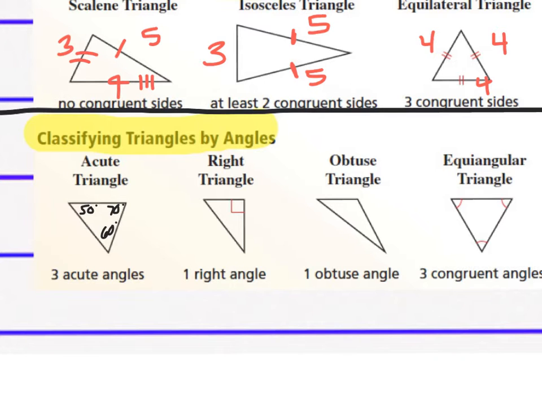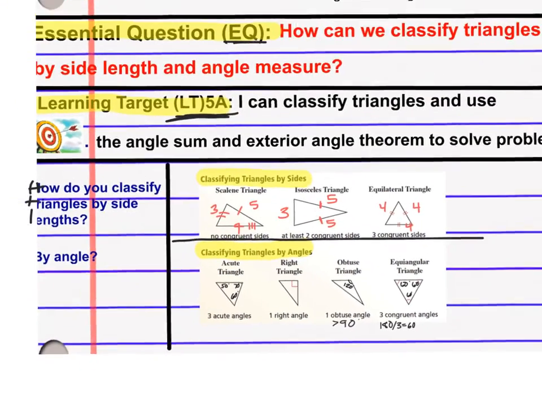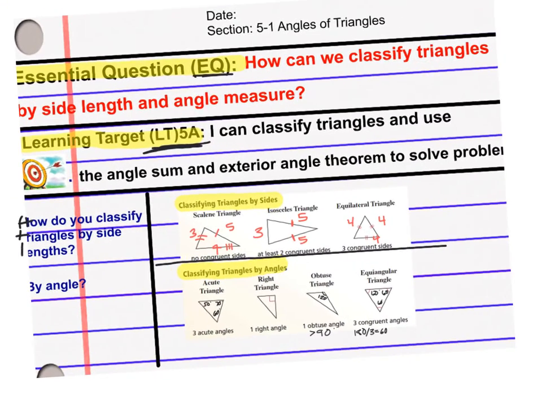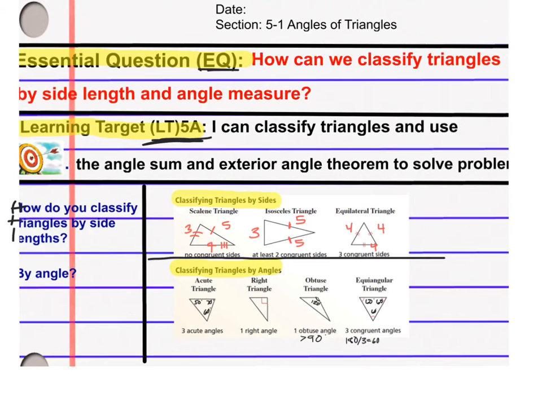A right triangle, you have one right angle, one 90-degree angle. Obtuse, you have one obtuse angle. Remember, that's more than 90, so maybe like 120 degrees. And then equiangular, you have three congruent angles, and since there's 180, each angle is 60. If you divide 180 by 3, 60, 60, 60. All right, so I'm going to zoom out. You can pause the video if you need any more time for any of this.